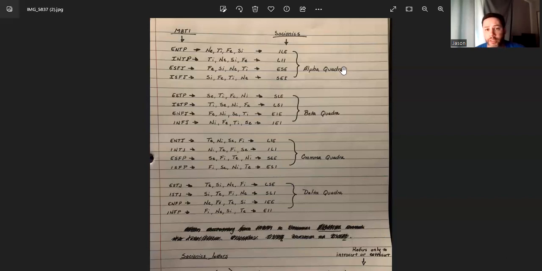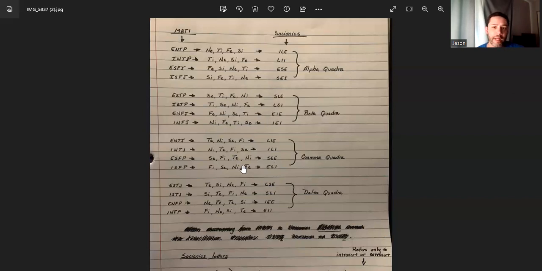So quadras is a huge thing. It's one of the things that we really look for in socionics. We often try to figure out a person's quadra first. Which one do they belong to? Which are these elements that they seem to be interested in?